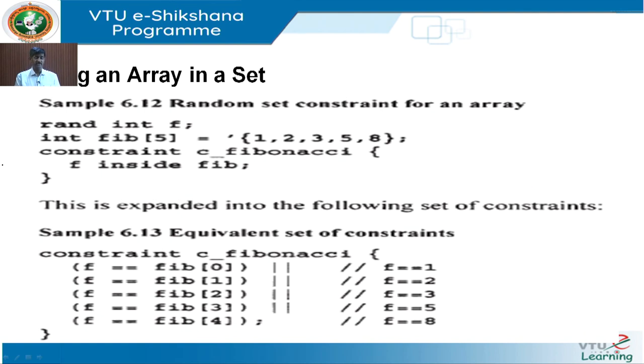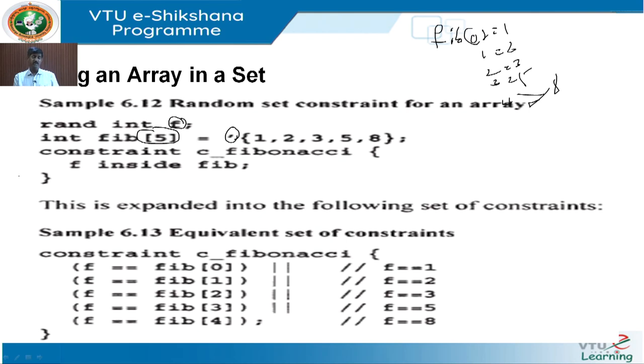So the inside operator is also used inside your arrays. So rand int f, I am just looking at a Fibonacci series to be generated. Five values of the Fibonacci series, which is given as fib. I think you know this symbol, right? Which is the assignment symbol. So fib 0 is 1, 1 is 2, 2 is 3, 3 is 5, 4 is 8, right? 0 to 5, or we can take it 1 to 5 also. Okay, so 5 Fibonacci values will be assigned like this.